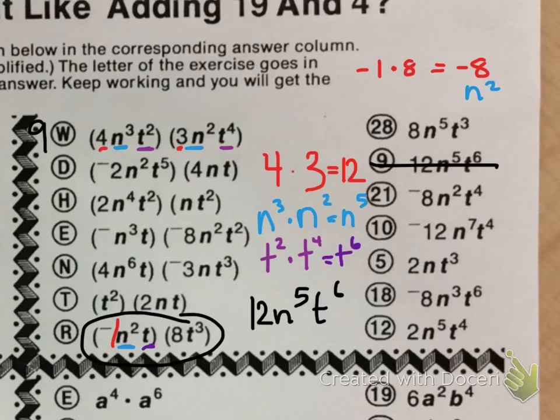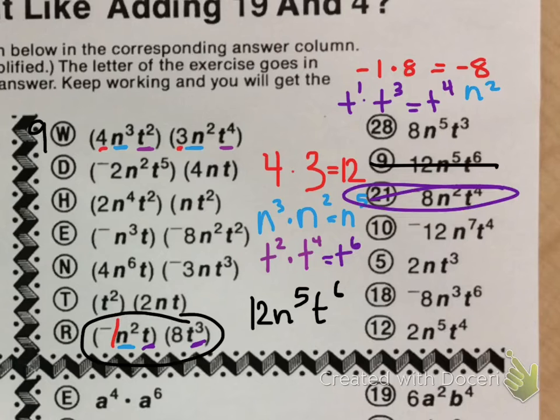And then we have our t and our t to the 3rd. So we've got t and, sorry, I make my t's weird. Let's not do that. T times t to the 3rd. This is a t to the 1st, so we add those, we get t to the 4th. So we are looking for -8 n squared t to the 4th, and that is number 21.